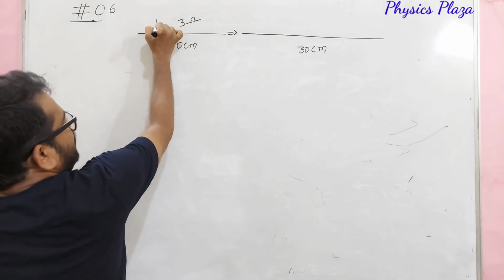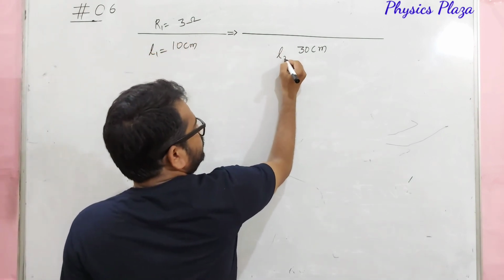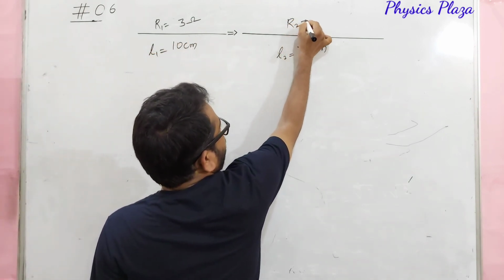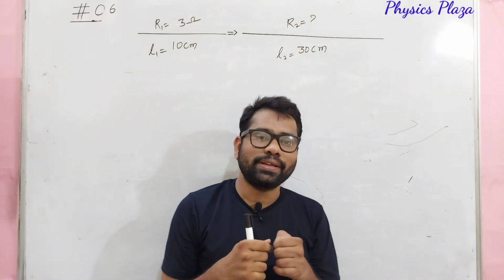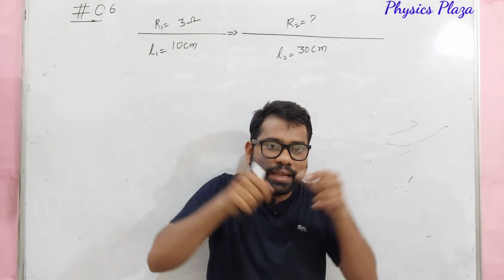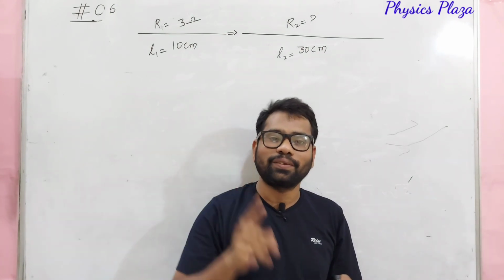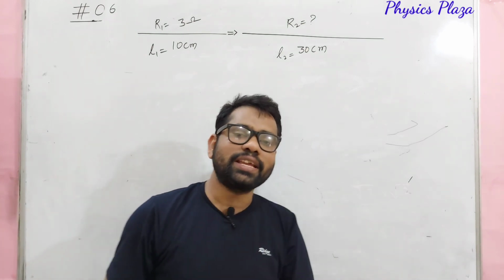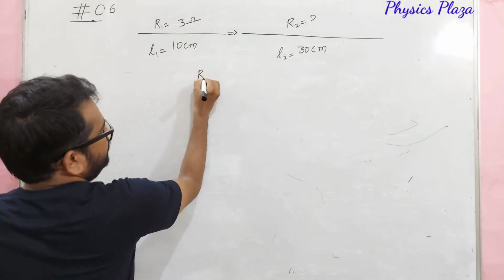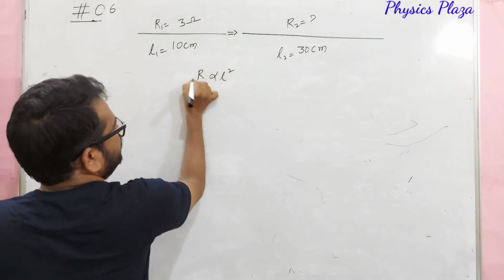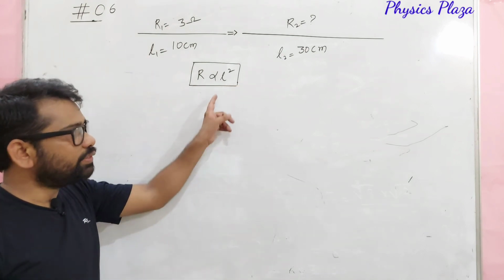Children, let us say the first resistance is R1, so the lengths will be L1 and L2. Now we need to calculate R2. Dear children, when the wire is stretched, what happens? Its length increases, the area of cross section decreases. But dear children, volume remains constant. So in the stretching case especially, we have this relation: R is proportional to L square. Children, this is only in the case of stretching. So how do we get this?